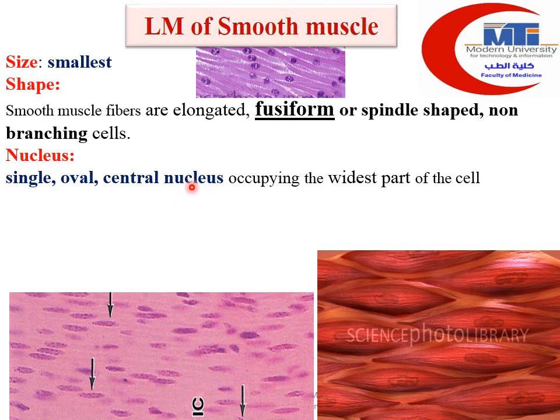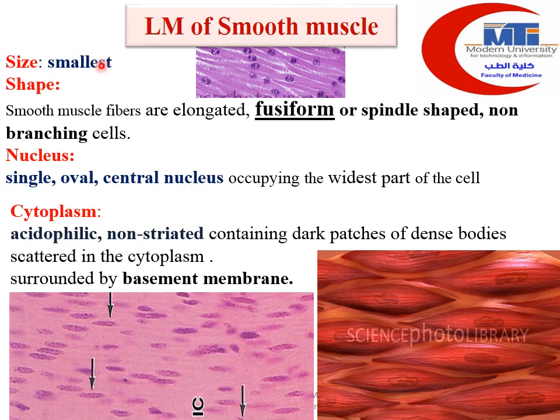Light microscope of smooth muscles. Size: the smallest. The size of smooth muscles is the smallest. Shape: smooth muscle fibers are elongated, fusiform, spindle shape, non-branching cells.